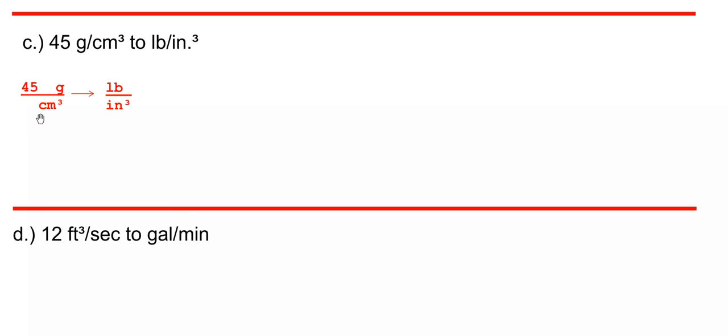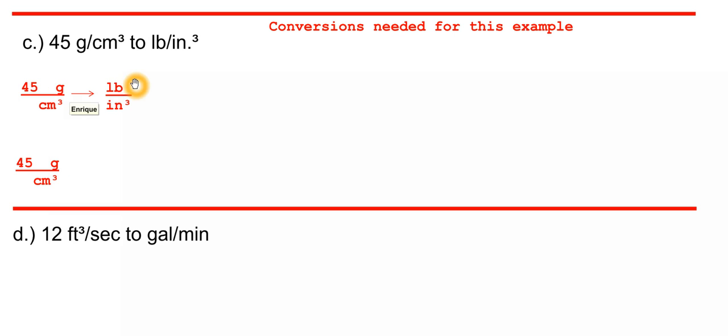Okay, let me copy my 45 grams per centimeter cube. That's our starting point of the problem. And of course, in this case, we need conversions for this example. Let's glance at the conversions. Once again, you're welcome to start with centimeters cube to inches cube, but I'm just going to start from the top down. Grams to pounds, okay? Either way works.